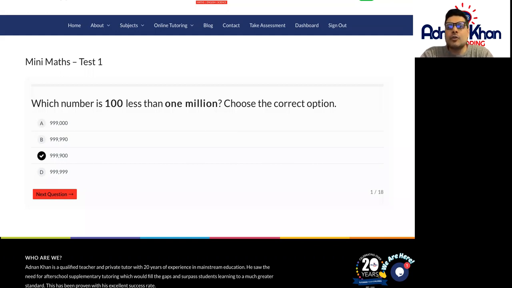So which number is 100 less than 1 million? So how do you write 1 million? So we know that a million always has 6 zeros. So let's just write this down. So 1, 2, 3, 4, 5, 6.